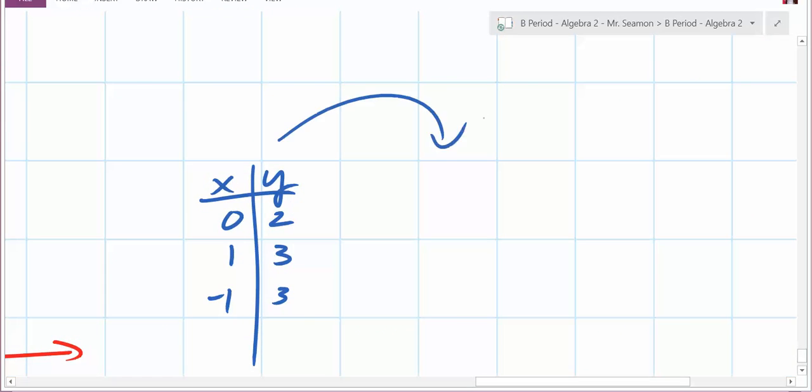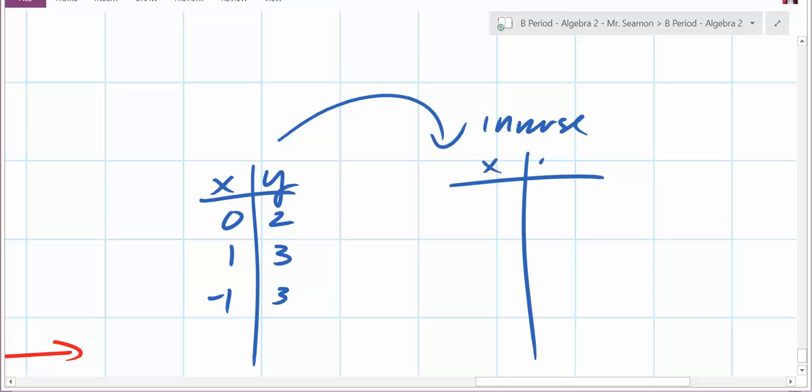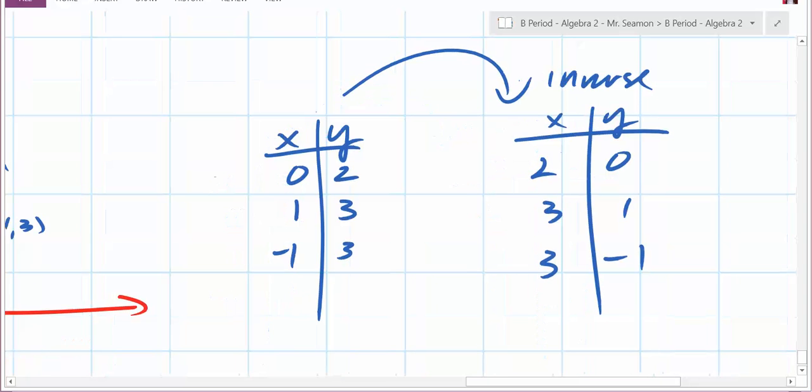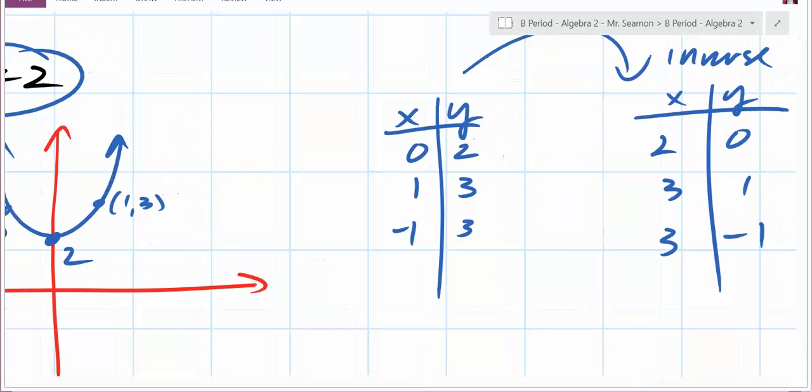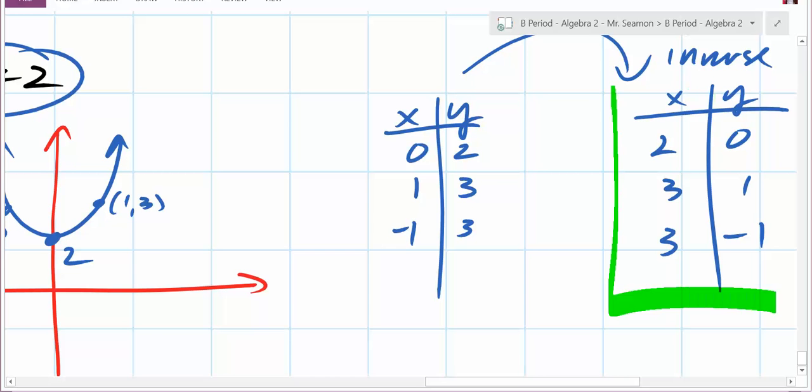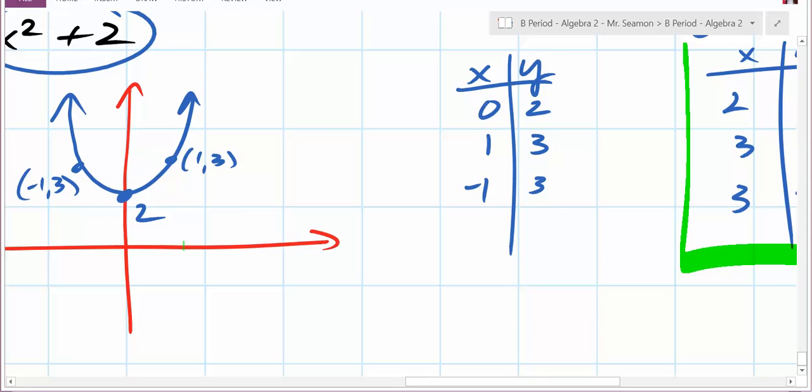So this is the function. If I wanted the inverse, what's the inverse going to look like? What's the only thing you have to do to get the inverse? Just switch them. 2, 0, 3, 1, and 3 what? You just flip them, right? So we take these points. I'll do it in, let's say, a different color here. Let's say I do it in green here. If I do it in green, where do those points live? There's 2, 0, right? There's 3, 1, and there's 3 also what?